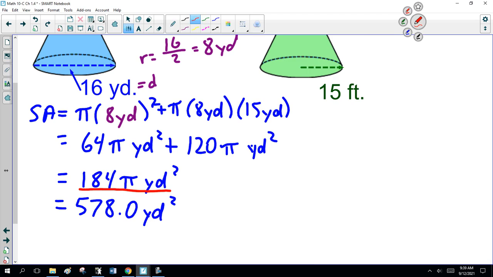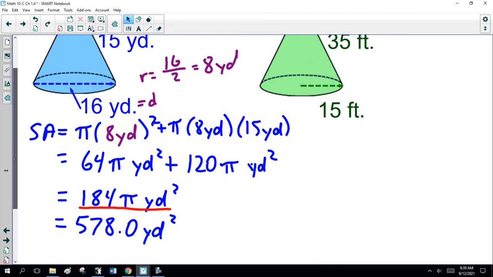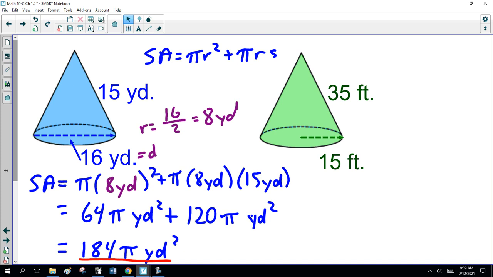Now, I'm going to be quiet. Actually, I'm going to pause the recording. I want you guys to plug in the numbers and solve for the surface area of this green cone. All right? So, let's pause the recording, give it a try, come back, and we will compare answers.